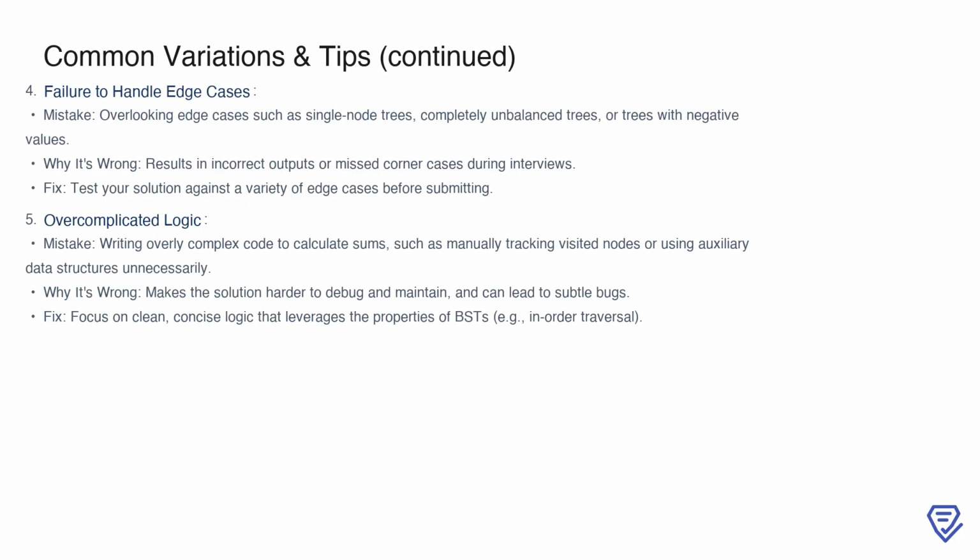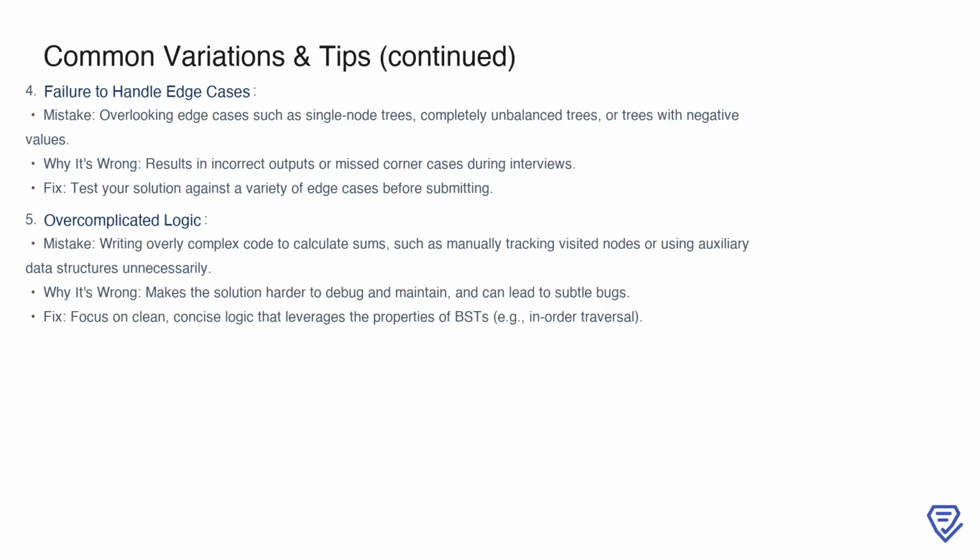Now, another critical issue to address is the failure to handle edge cases. This includes scenarios like single-node trees, highly unbalanced trees, or trees with negative values. Overlooking these can cause incorrect outputs or missed corner cases, which is especially problematic in an interview setting. To ensure your solution is robust, test it against a wide range of edge cases before considering it complete.